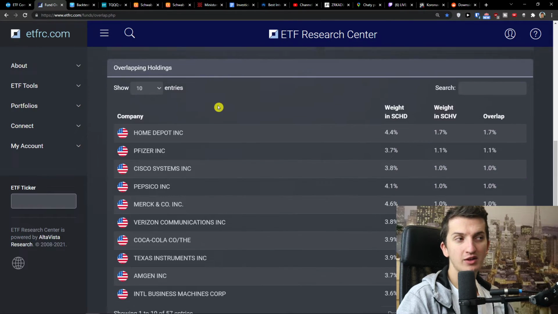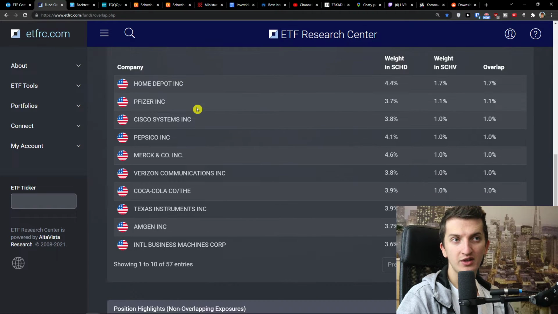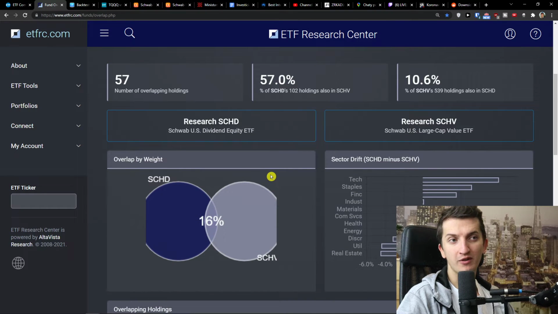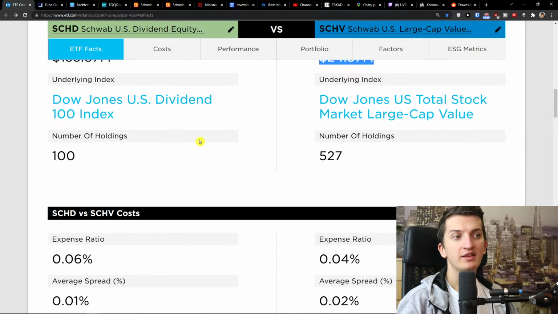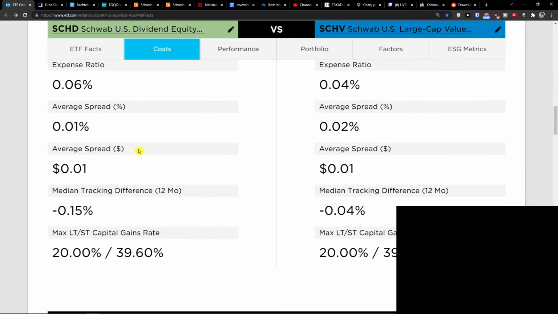And you can find the companies right here that they are overlapping with: Home Depot, Pfizer, PepsiCo, Merck, Verizon Communications, Coca-Cola, Cisco Systems. You can see clearly here that they are not overlapping by many names, and 16% is not much. And that's pretty much it. Of course, SCHV has, as I mentioned, a lower expense ratio.